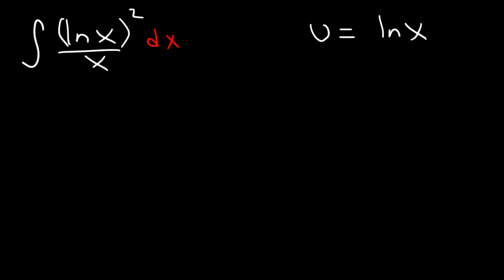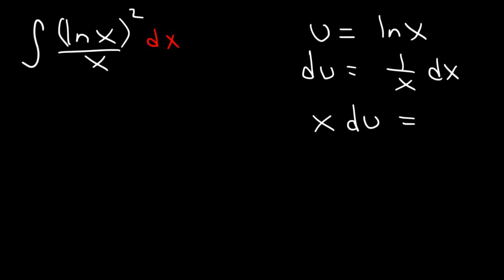What about this one? The integral of (ln x) squared over x dx. Try that. Well, let's make u equal to ln x. If we make u equal to x, du is going to be dx, and it's not going to do anything to the ln x squared. But if we make u equal to ln x, du is 1 over x dx. And if we solve for dx by multiplying both sides by x, x du is equal to dx.